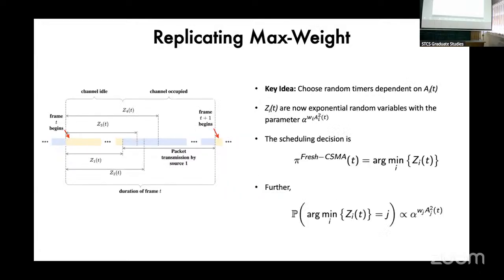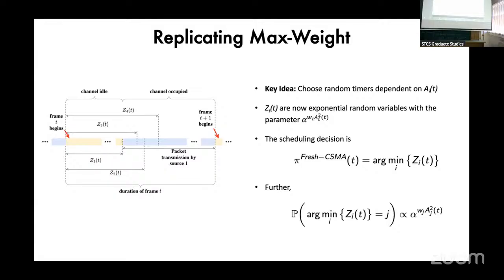To replicate max weight, we will just tune the way in which you are sampling your backoff timers. So each of these backoff timers is now an exponential random variable, but instead of having the same parameter across each source, your parameter will be some alpha to the power W_i A_i squared. So the larger your age of information, the higher your exponential parameter. The higher the exponential parameter, the faster it will run out, because exponentials have a mean of 1 over lambda.